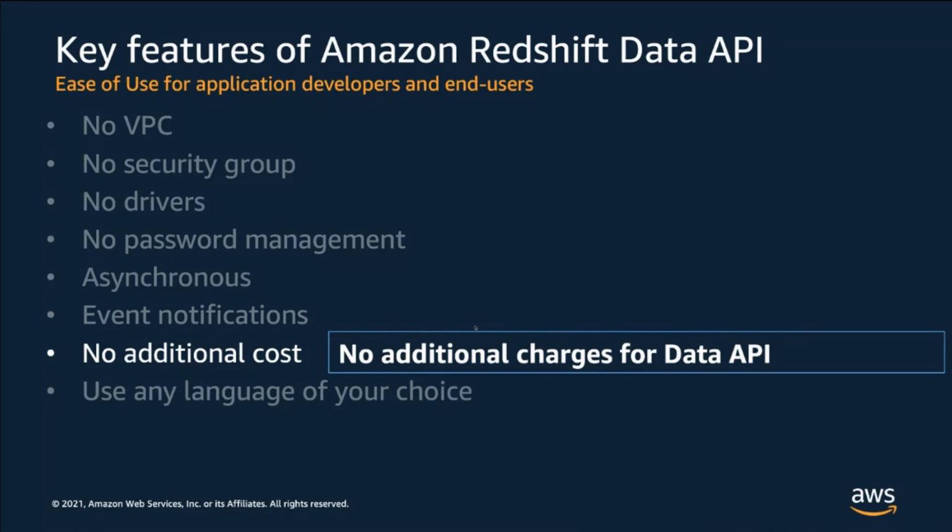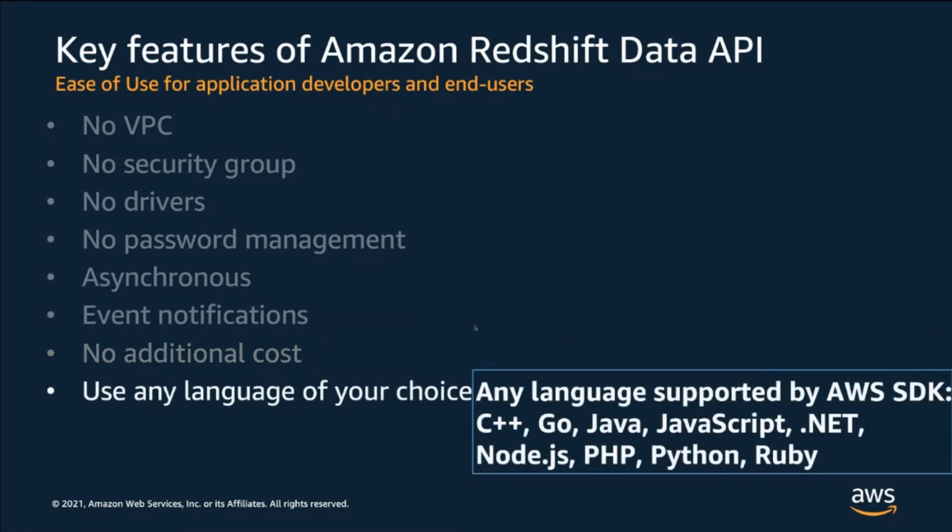Another key benefit with Data API is cost. There is no extra charge for using Redshift Data API, meaning you can use all these benefits at no additional cost. Last one on my list is its support for various languages. As Data API integrates with AWS SDK, you can build your application code in any language supported by the AWS SDK, like C++, Go, Java, Python, and so on.